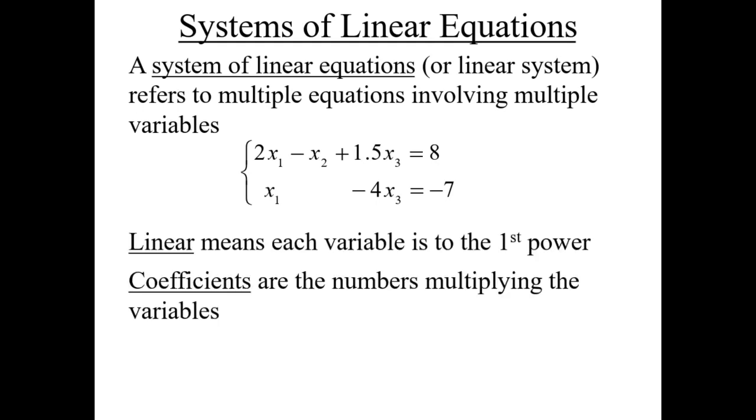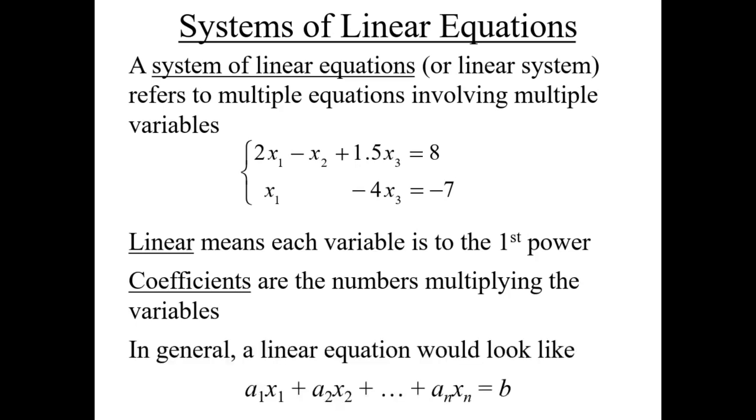The word linear means everything is raised to the first power. It doesn't necessarily mean a line. For example, if I were to graph these in 3 dimensions, it'd actually be a plane. The word linear just means everything is raised to the first power, so there's no x1 squared or anything like that. And then the coefficients are the numbers multiplying the variables. I'm pretty sure you have seen these in previous courses. I just want to make sure we're all using the same terminology.